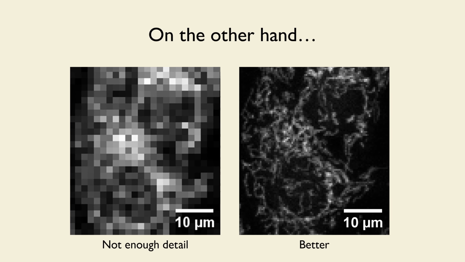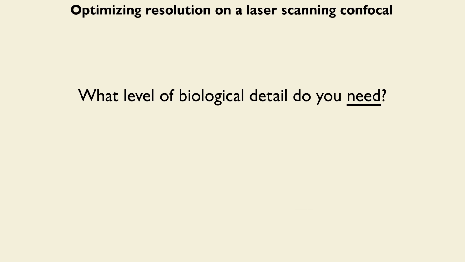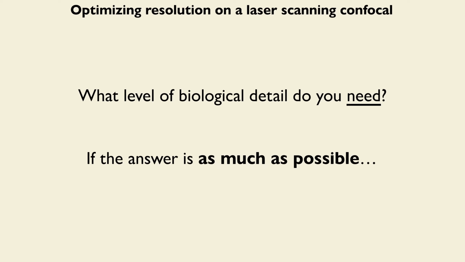On the other hand, if you're studying mitochondria, the image on the left is a disaster. You can't do anything with it. The image on the right is better, but it's still quite bad. And so you probably need to do even more than what we have done on the image on the right. And so if the answer to this question of what level of biological detail you need is as much as possible, let's talk about what your approach should be.